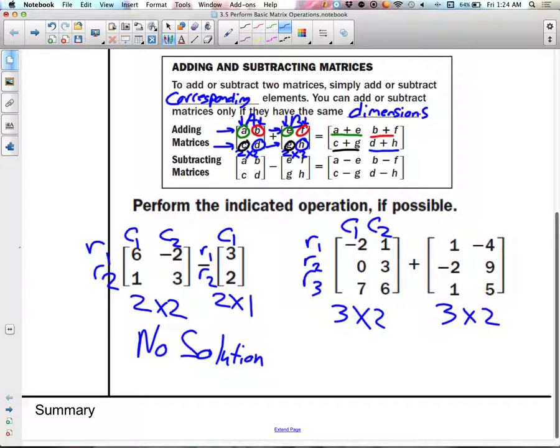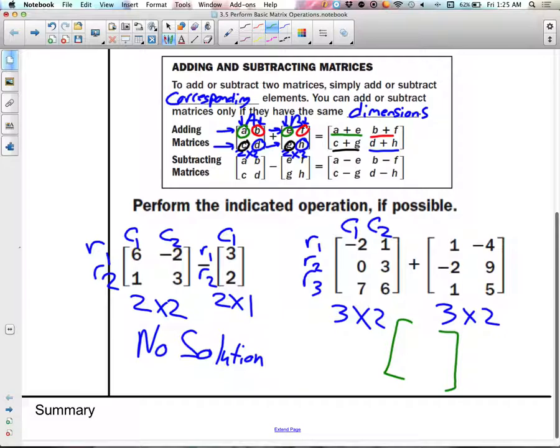So let's go ahead and do that. And remember, when we add, we're just going to add corresponding elements. And the answer is also going to be a 3 by 2 matrix. So it's going to have 3 rows and 2 columns.